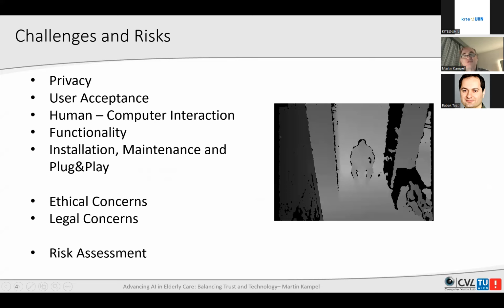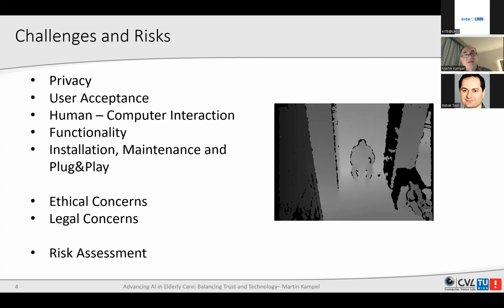And that's why I show it, because I think in this video, all the problems are somehow involved. One of the first and main problems are privacy aspects. Who of us would allow such a sensor installed in the bathroom or in the toilet? Or who would allow such technologies in the parents' home? So privacy matters a lot, and so does user acceptance.